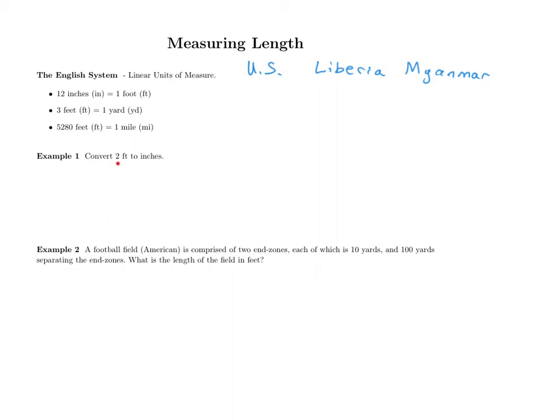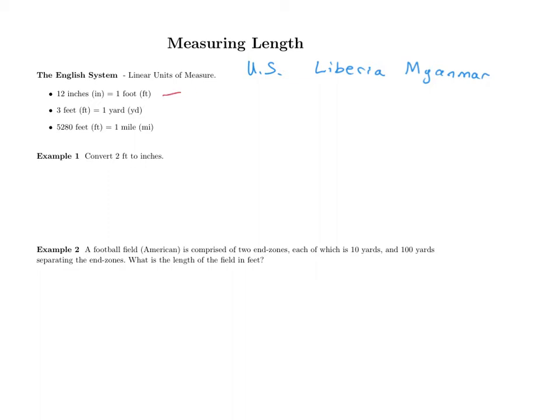I'd like to convert 2 feet into inches. So looking up here, I want to use the conversion factor that has both feet and inches in it, and that's this one. And this says for each 1 foot, you have 12 inches. Well, if you want 2 feet here, you can double both sides to say that 2 feet is equal to 24 inches. Let me write that over here.